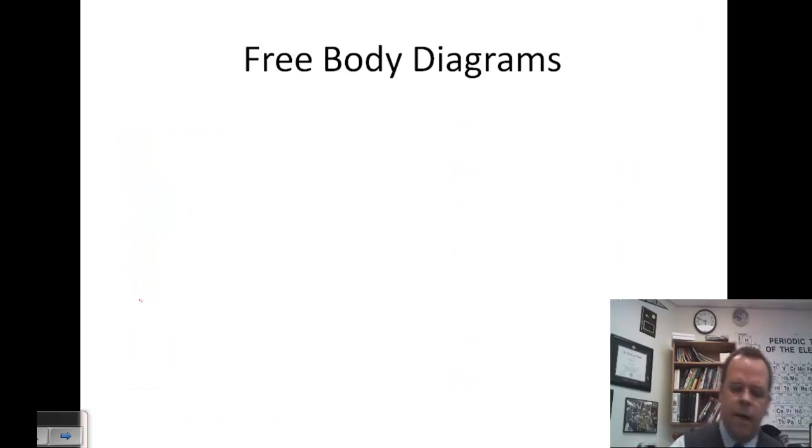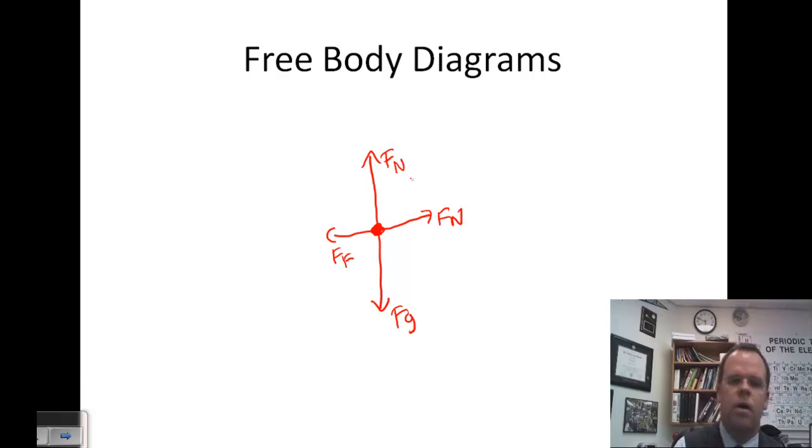When we think about our free body diagrams, if we had a car tire driving across the road, we're going to have gravity, we're going to have, or let's do your foot against the ground. You're going to have a normal force. You're going to be pushing backwards against the ground, so the ground is going to be pushing you forwards, and you're going to have a frictional force. So this could be your tire, this could be a box sliding across the ground.